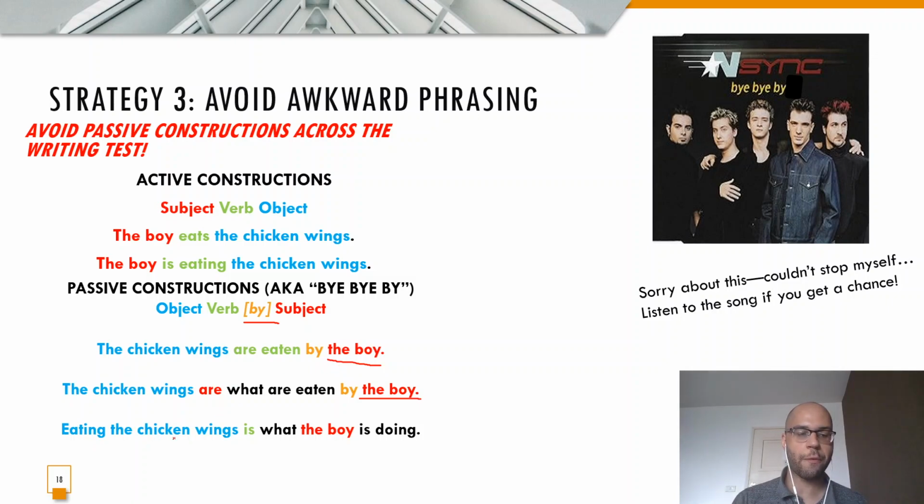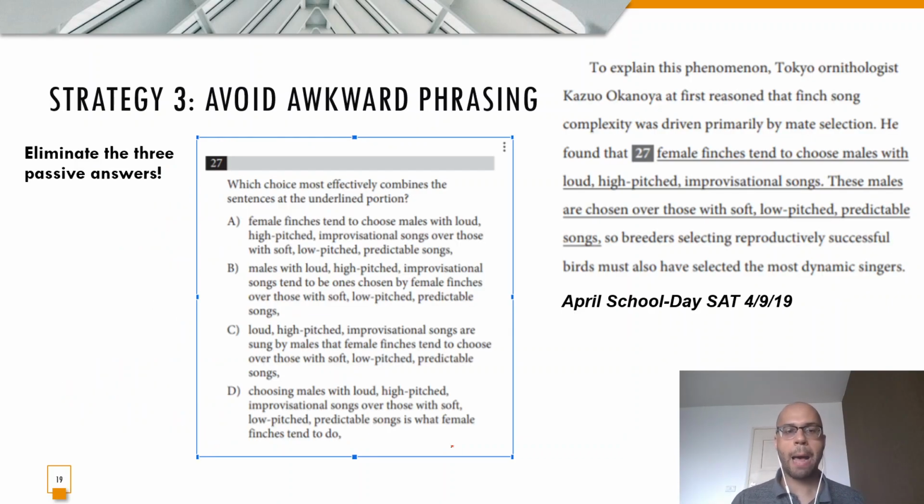Another example of a passive construction, putting this whole action first: eating the chicken wings is what the boy is doing. Notice how that lengthens the sentence by including things like "what" and "is doing." So this goes along with shorter is better, because a lot of these passive constructions are unnecessarily wordy. They're longer than they really need to be to express the information. So let's take a look at this, and I'm going to let you go ahead and eliminate 3 of these answers that are passive. So go ahead and just take a minute and try to do that.